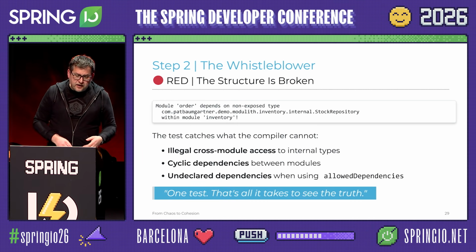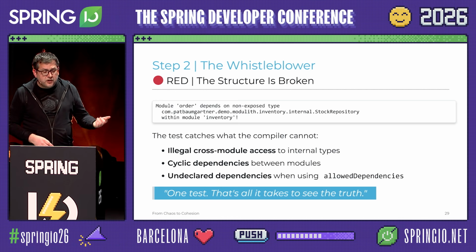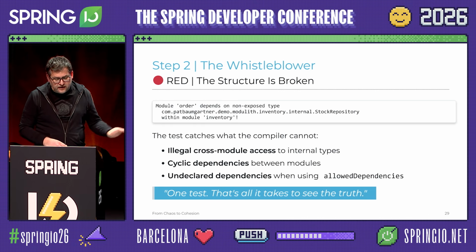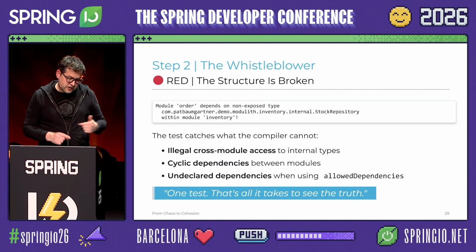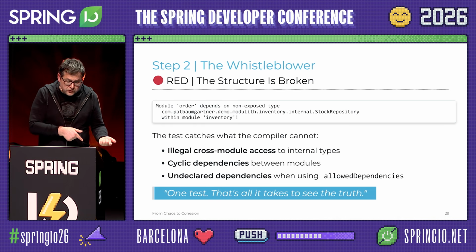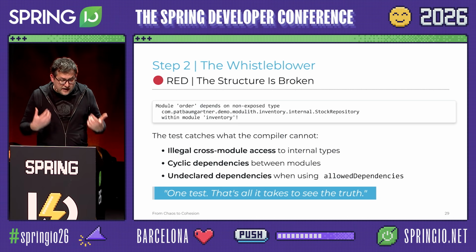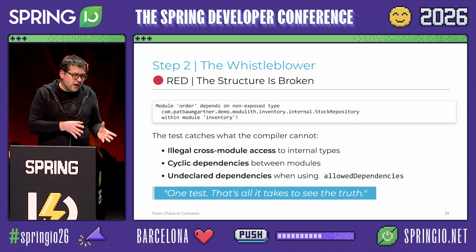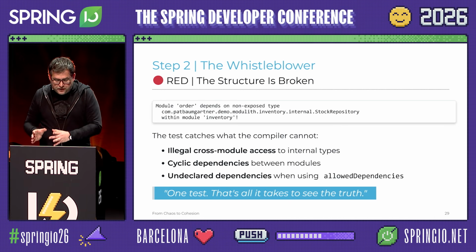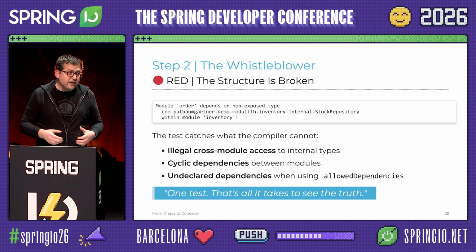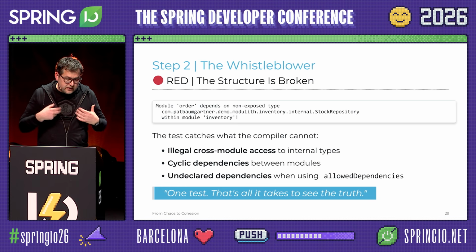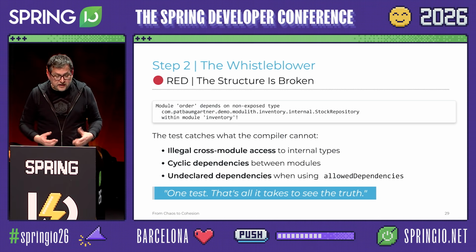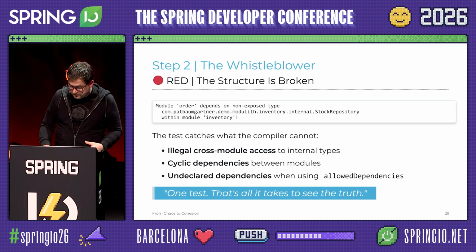So typically, your structure is broken, and you will find violations for different topics. That could be something like illegal cross-module access. So you're accessing things which you are not allowed to with your model. You have cyclic dependencies, or maybe you have declared that you're only allowed to consume certain dependencies from certain modules, and they're not listed. So the test will blow up, basically, it's red, and you will see what was done wrongly.